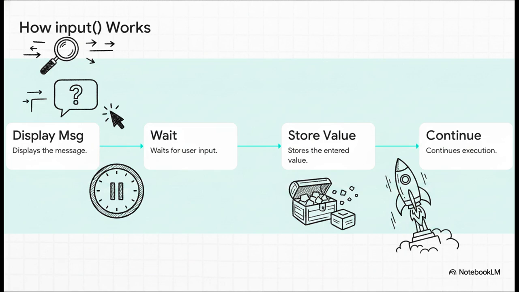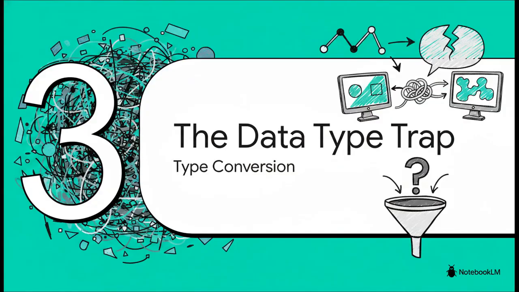Let's look at how this actually works behind the scenes, because the input function follows a strict four-step logical process. First, it displays whatever message you give it, say, enter your city. Second, it waits, and I mean it will wait forever if it has to. Third, the second the user types their answer and hits enter, it grabs that value and stores it, usually right into a variable. And finally, step 4, the program wakes back up and continues running using that brand new piece of data.